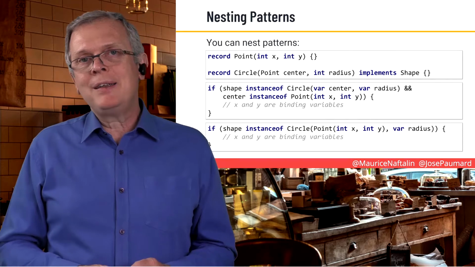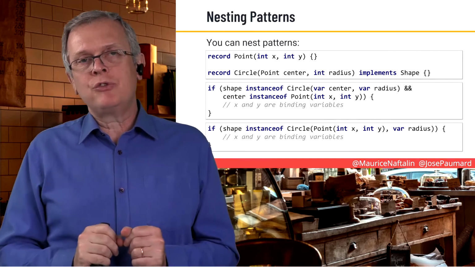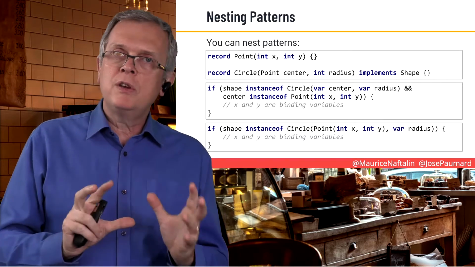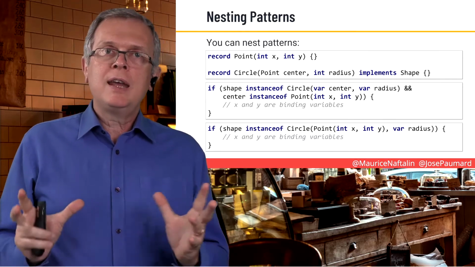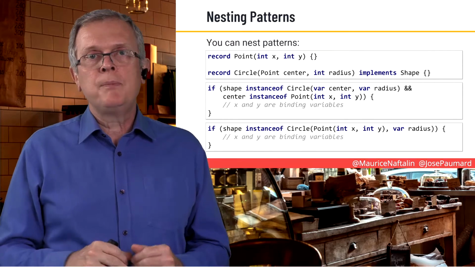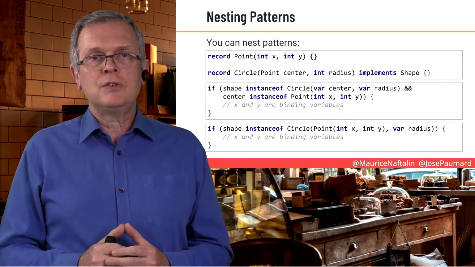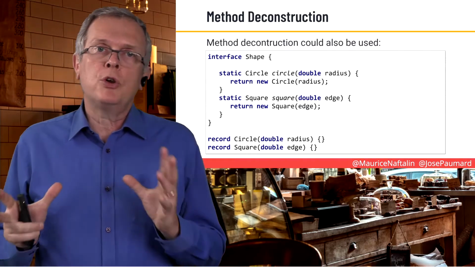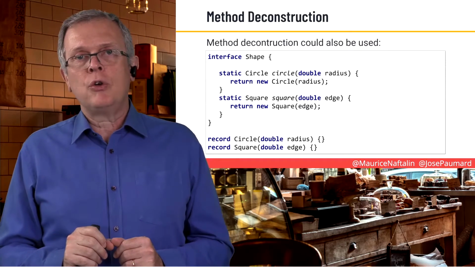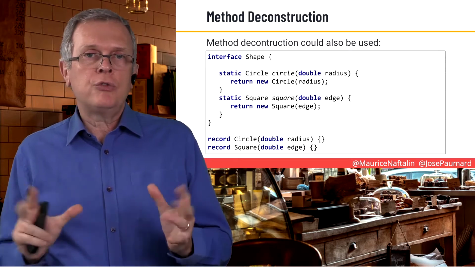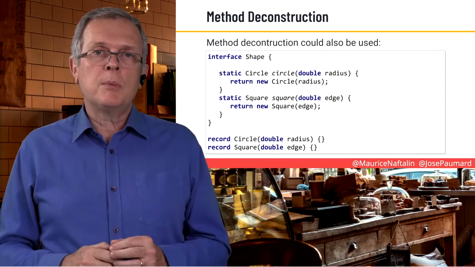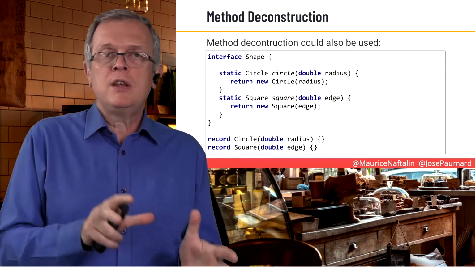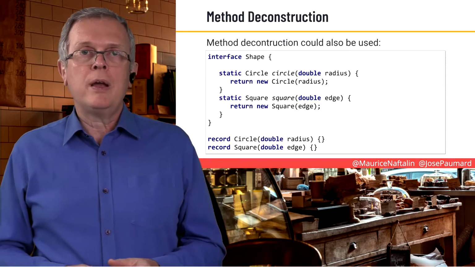There is also a plan to allow for method deconstruction. So far, we just saw deconstruction on records, and this is quite restrictive because not all your classes can be made records. So what is method deconstruction? In fact, there are many places in applications where you prefer to use factory methods to construct your object rather than using the constructor. This is the case in this example of the shape interface, which provides two factory methods to create instances of circle and square.